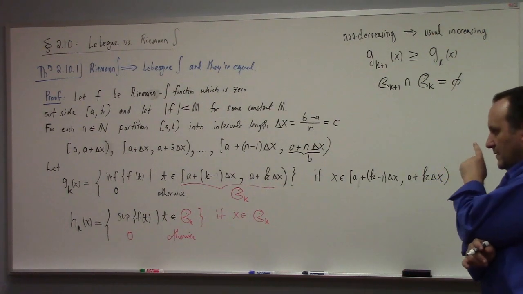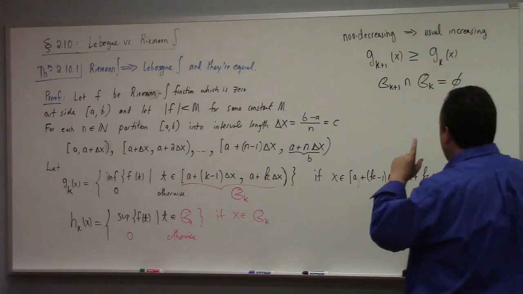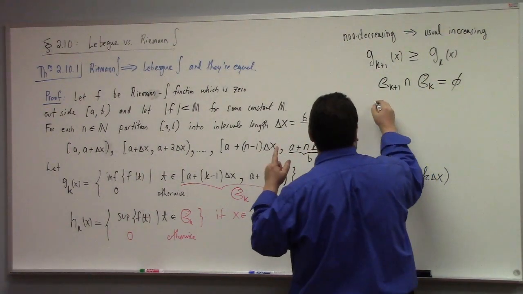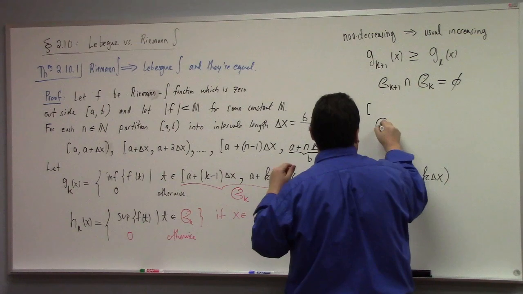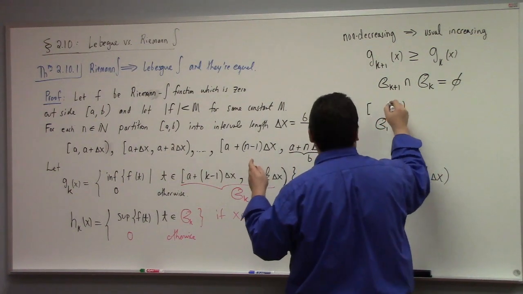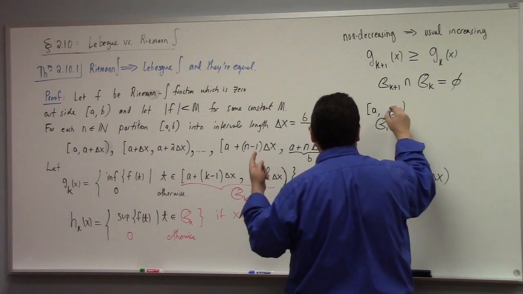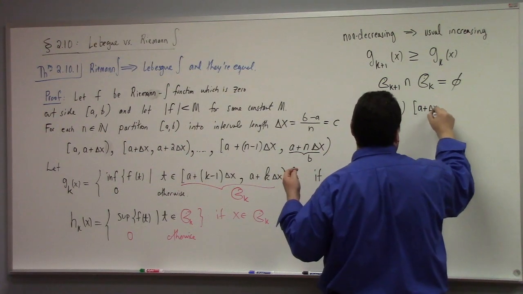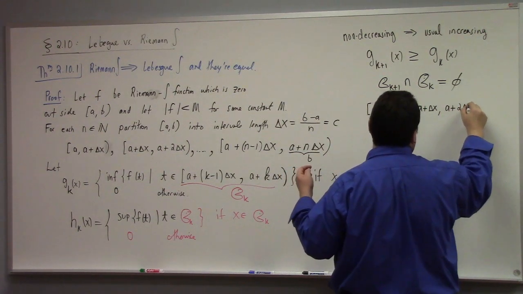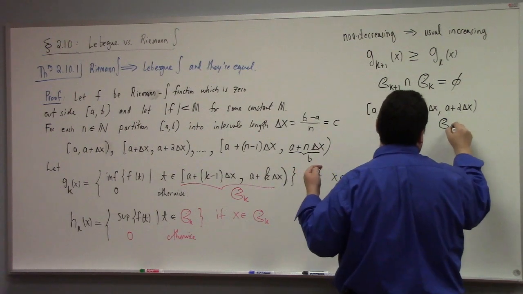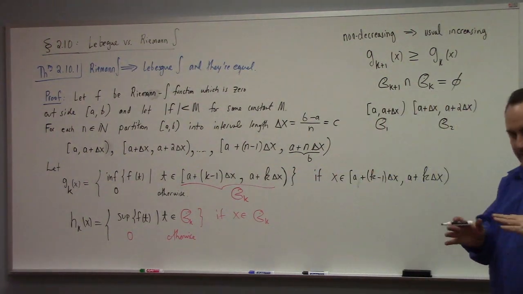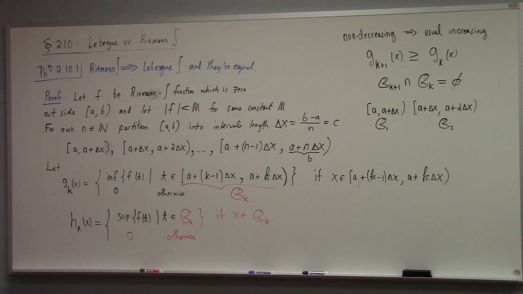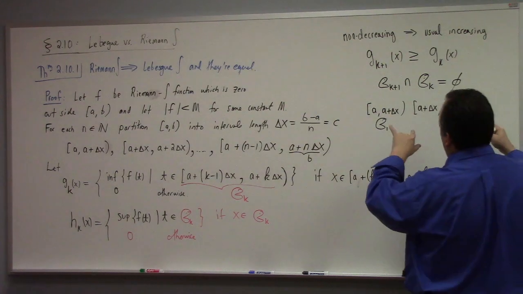This is literally true. However, they do bump up against one another. For example, let's look at Pac-Man 1. It goes from A to A plus delta x, right? And then the next one goes from A plus delta x to A plus 2 delta x, right? So that's Pac-Man 2, let's say. And it is true that they're disjoint. But notice we're not using min, we're using infimum, which means that. Well, it's the infimum of the function values evaluated though.